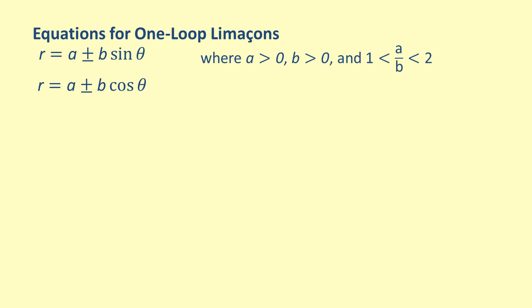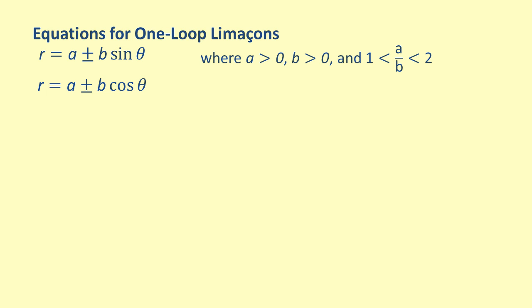Let's take a look at a type of polar graph called a one-loop limaçon. A one-loop limaçon has two different forms that we can graph. The first form is r equals a plus or minus b sine theta, and the second form is r equals a plus or minus b cosine theta.